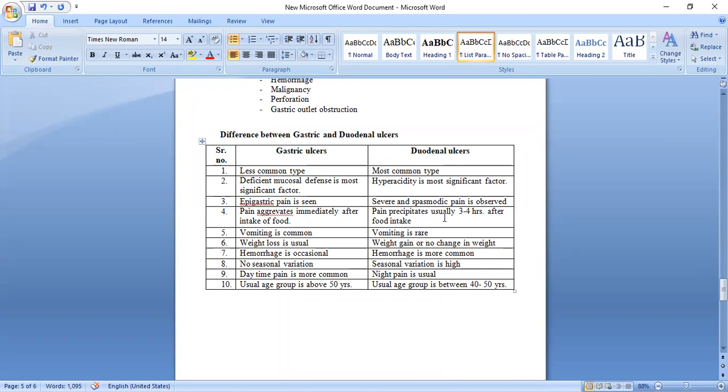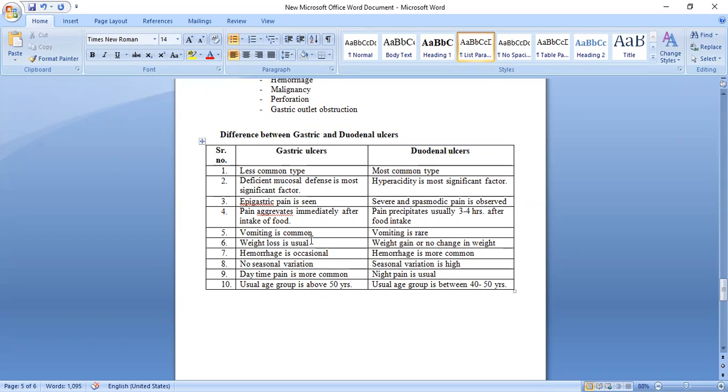In duodenal ulcer, pain usually precipitates 3-4 hours after food, when the emptying of the stomach takes place. Sorry, after 3-4 hours, not years. When we have food, it remains in the stomach at least 3 hours. When it empties, that time we get the pain. So that's why we recommend meals every 3-4 hours.